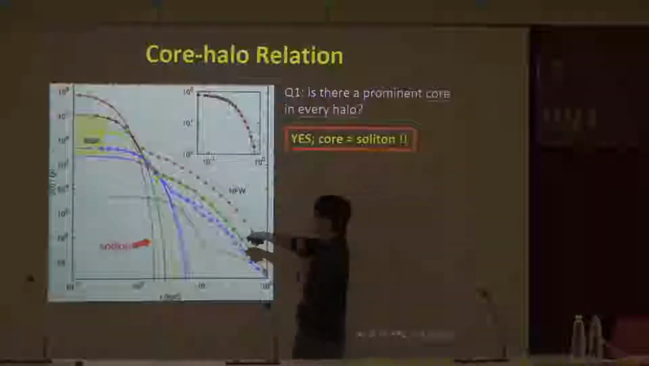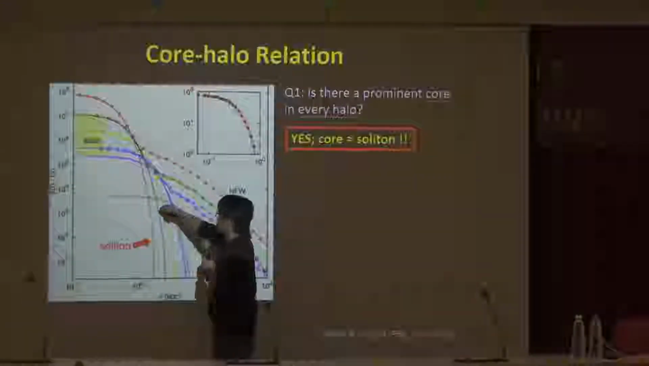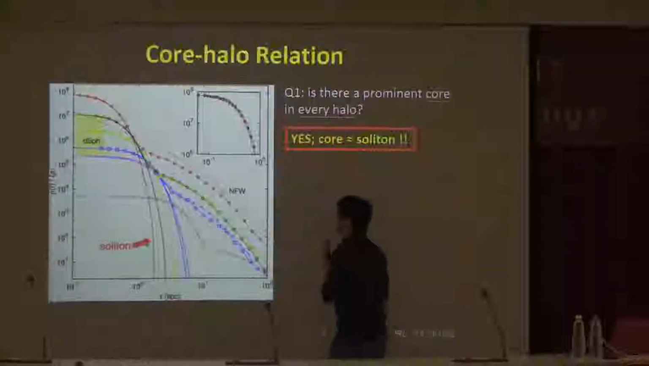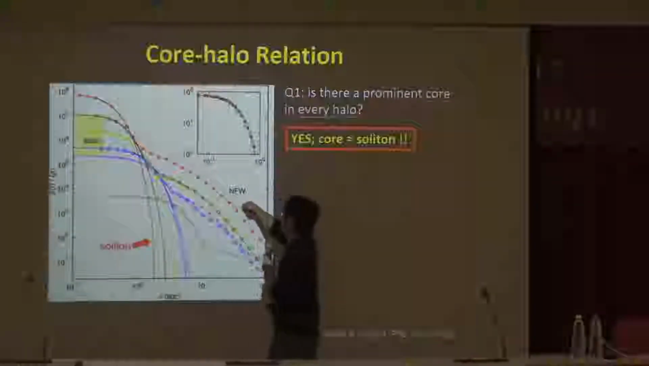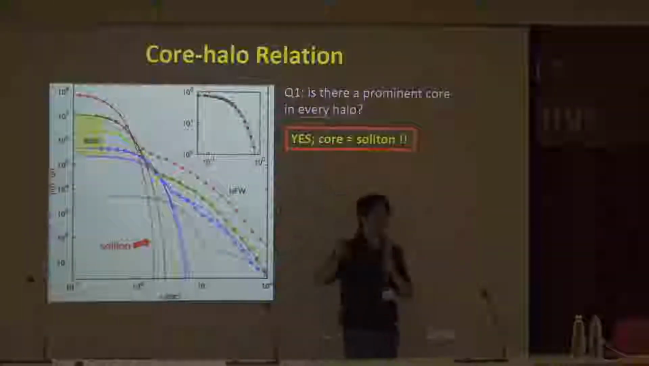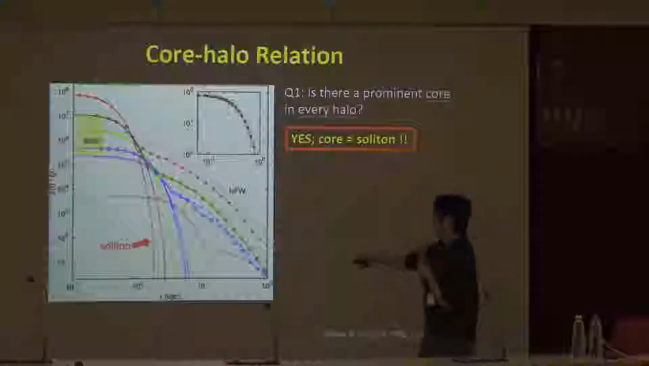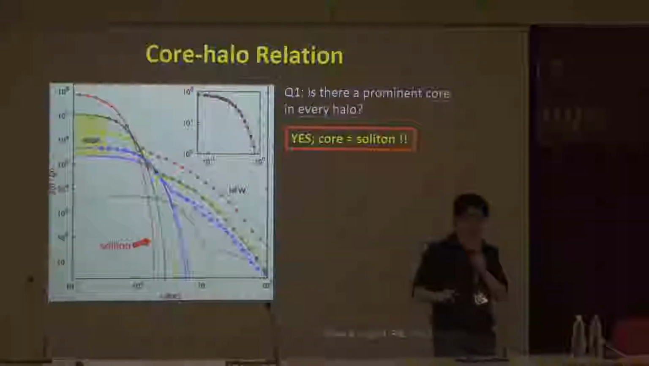Each line is a different halo. You see, this is the core, the constant density core I'm referring to. This line is just for reference. This is the unaffected profile, so density goes to infinity in the center. But for the Psi model, density approaches a constant value.